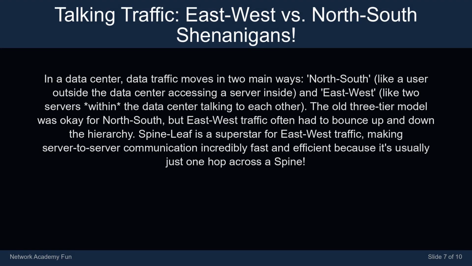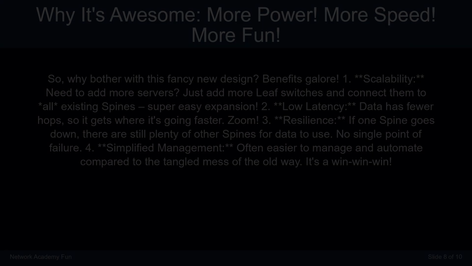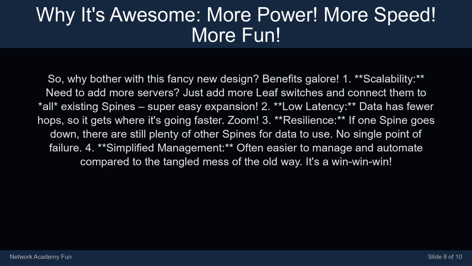In a data center, data traffic moves in two main ways: north-south, like a user outside the data center accessing a server inside, and east-west, like two servers within the data center talking to each other. The old three-tier model was okay for north-south, but east-west traffic often had to bounce up and down the hierarchy. Spine leaf is a superstar for east-west traffic, making server-to-server communication incredibly fast and efficient because it's usually just one hop across a spine. So, why bother with this fancy new design?